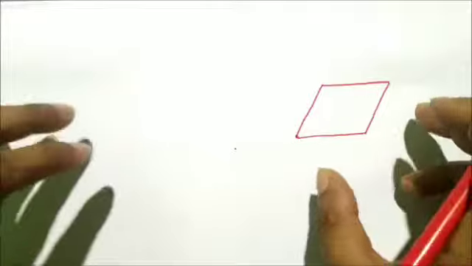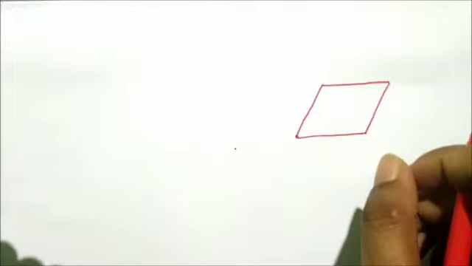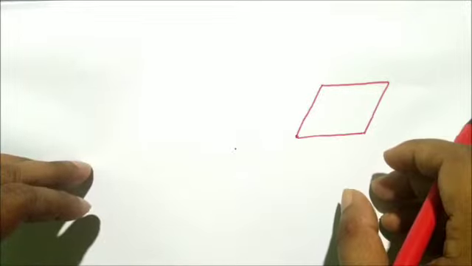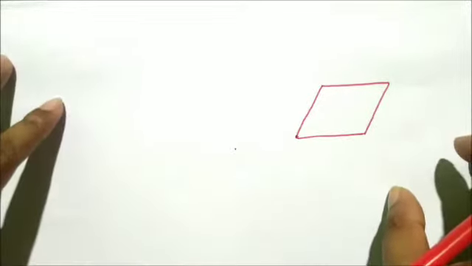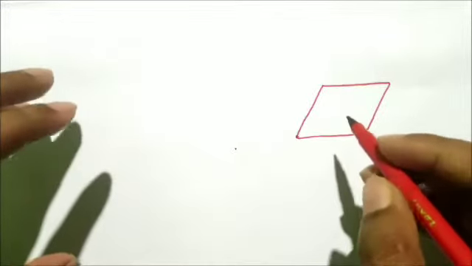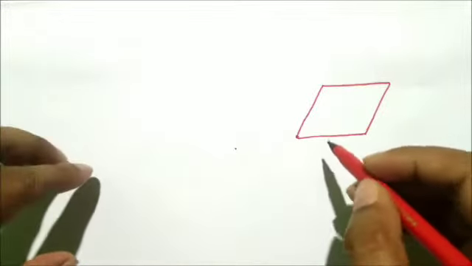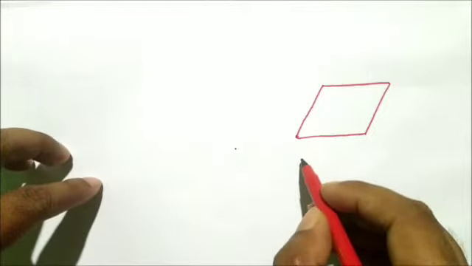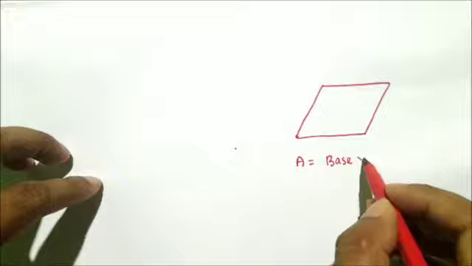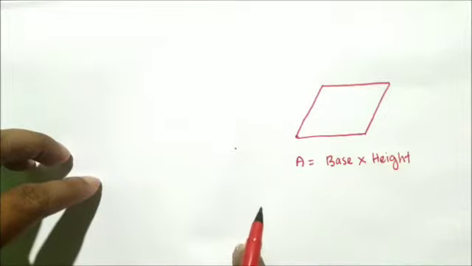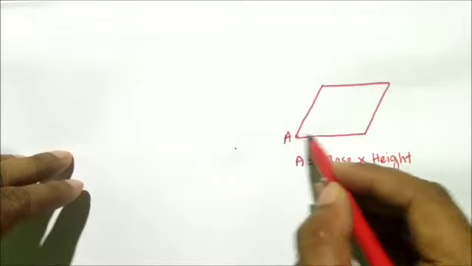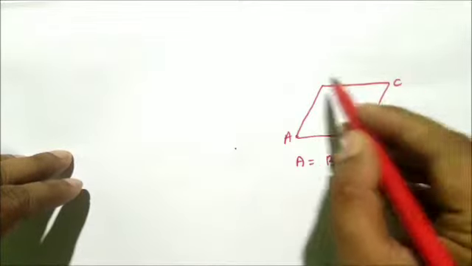Now you can see this is not a rectangle, this is not a square. So how will we find the area of this structure? There is a formula to find the area of the parallelogram, and the formula is: area is equal to base into height, right? Base into height. So if it's a parallelogram, let us say this is ABCD.